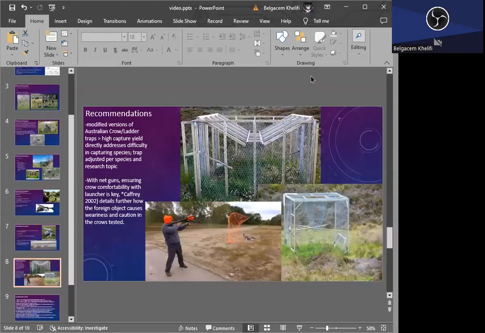Some of my recommendations would be modifying the Australian crow trap or the ladder trap per your research topic and target species, as you can see a higher yield when capturing species and doing research, or you can target out certain individuals of the region. With the net guns, Caffrey's study went into further detail about getting crows comfortable with the net gun, as the large foreign device would cause them to be even more wary. But he detailed after a few days that the net gun was no issue being brought into the environment and it ended up being somewhat successful.